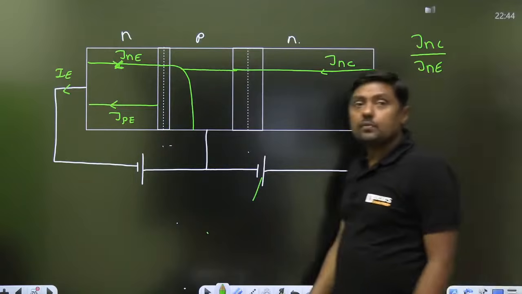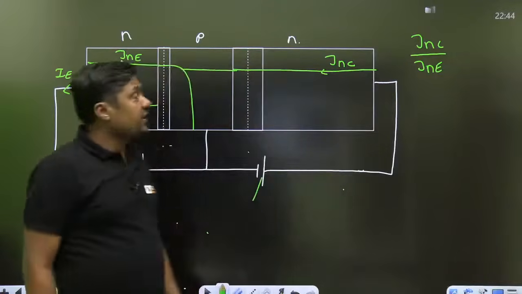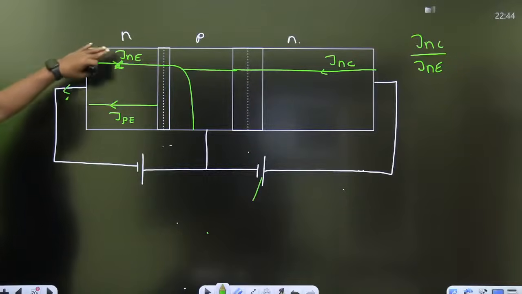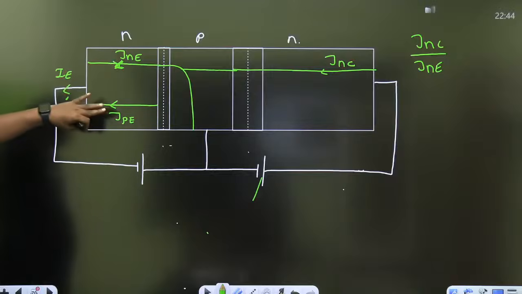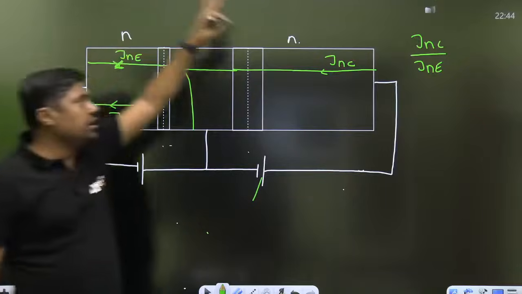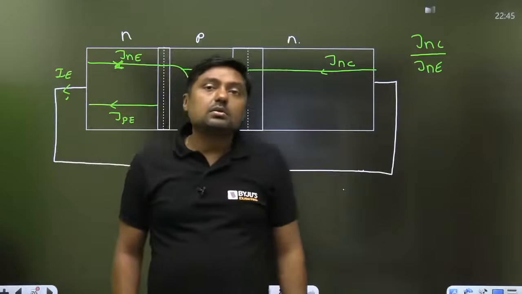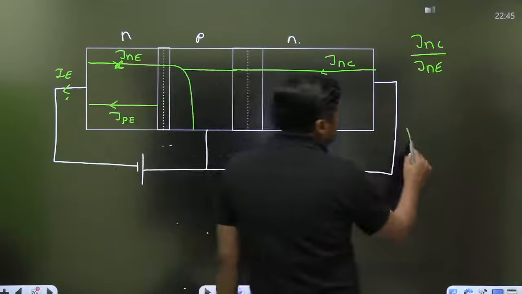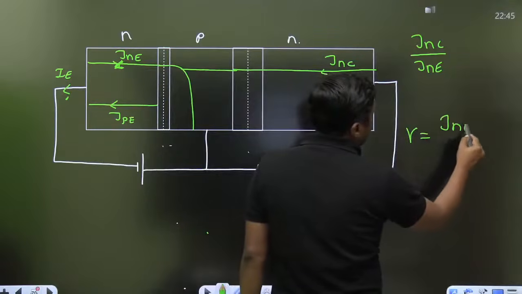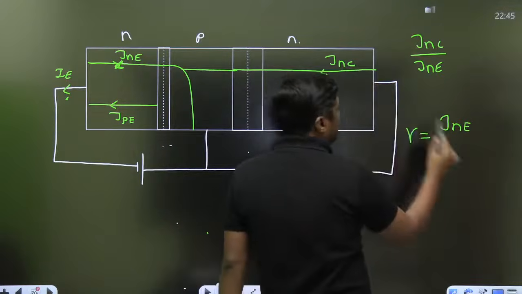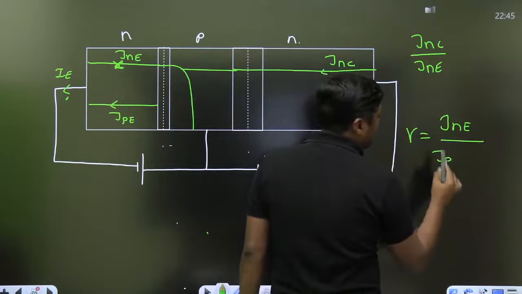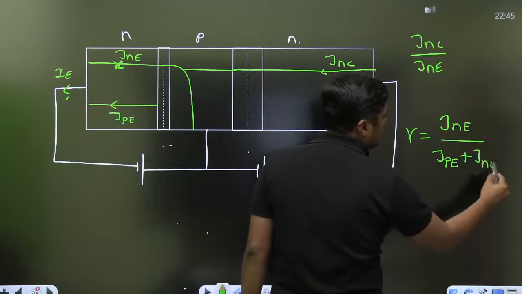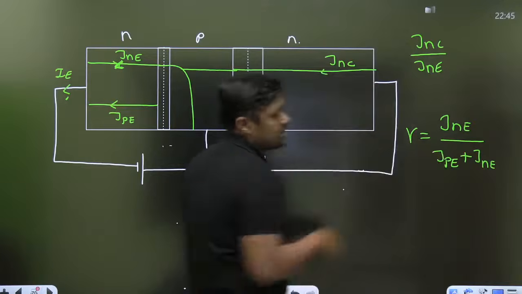This point is clear? Okay. That is base transport factor. Second one, what is the emitter injection efficiency? Emitter current is because of electron as well as holes, but electron will contribute in collector current. The current due to hole will not contribute, and that's why what is the injection efficiency? JNE will contribute in collector current, but what is the total emitter current? JP because of holes plus because of electron, and that is called emitter injection efficiency.